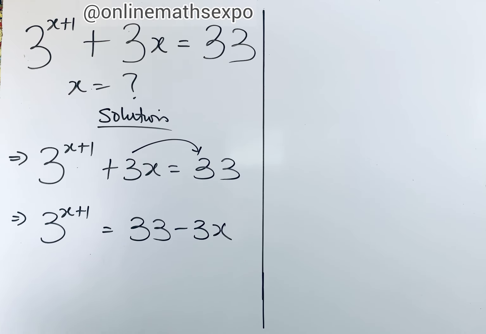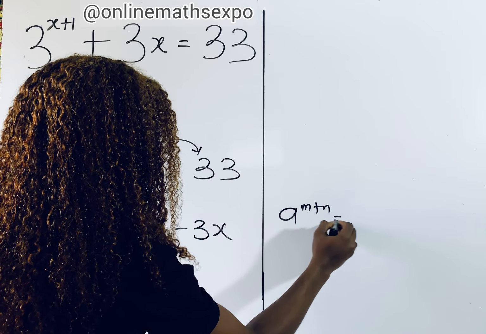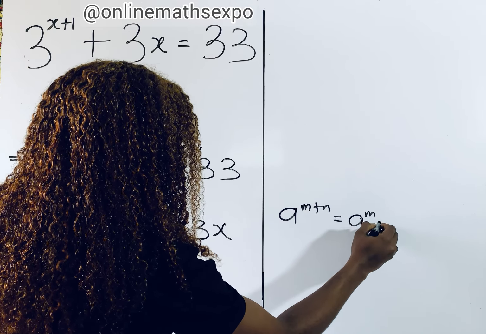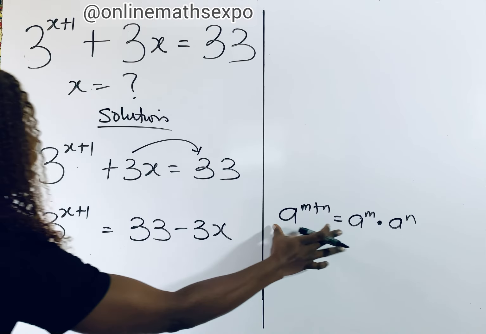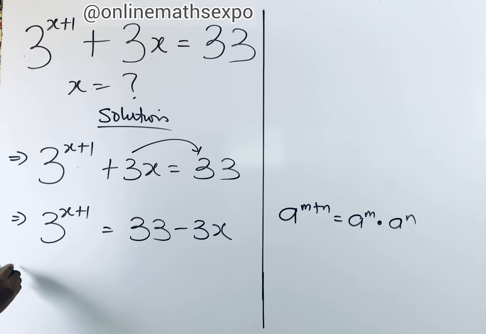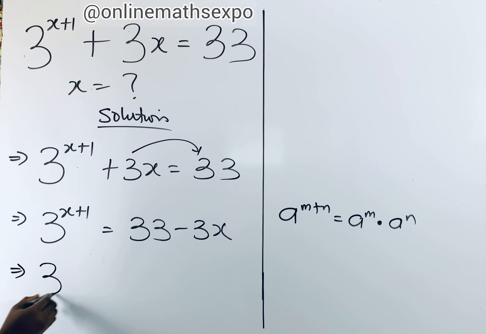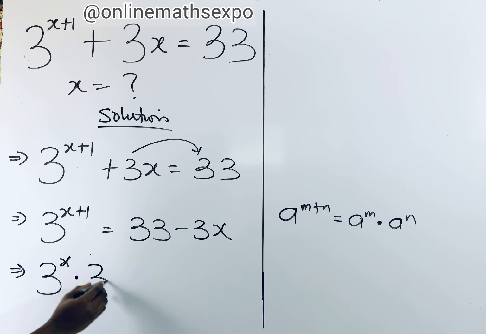We just quickly need to remember that for every a to the power of m plus n, it is a to the power of m multiplied by a to the power of n. Now, can we apply this in this left side? Yes. And to do that, we are going to have 3 to the power of x multiplied by 3 to the power of 1. I hope you're with me there.